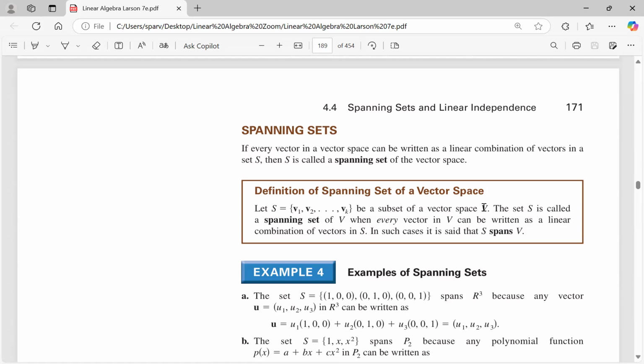So that means set S contains all vectors in the original vector space. Every vector in V can be written as some linear combination. S itself is made up of these different vectors that are in V, but once you do different combinations of them, that is capable of covering every vector in V. So that's just the definition.